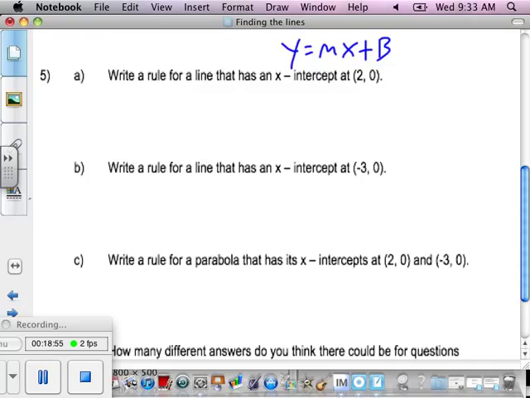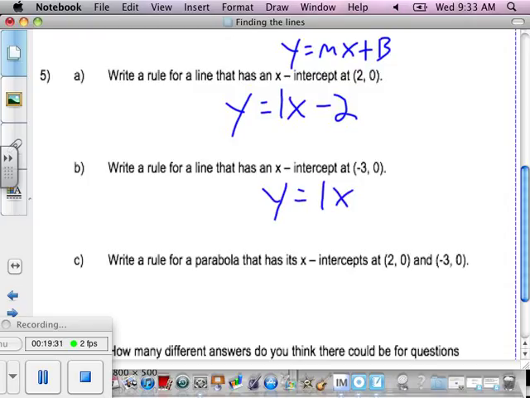So, number 5a, what if I put a 1 in for m? If I plug in x equals 2, I want to come out with 0. What would b have to be? 2 minus 0 does not give me 0. It gives you 2. Right, I want to get 0. So b is negative 2. Now, if the x-intercept is negative 3, what would you do? y equals 1x plus 3. Yep, because negative 3 plus 3 gives me 0.